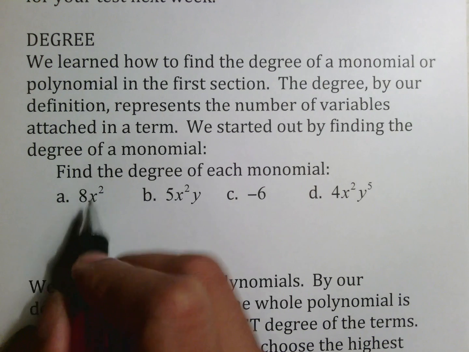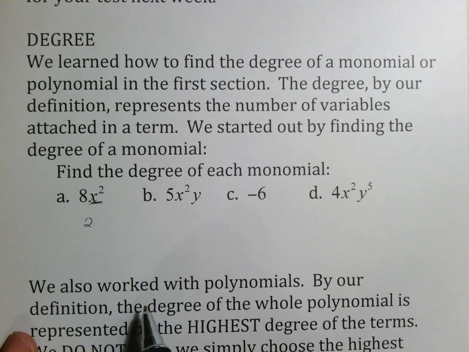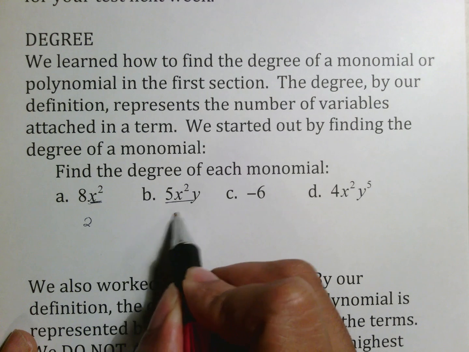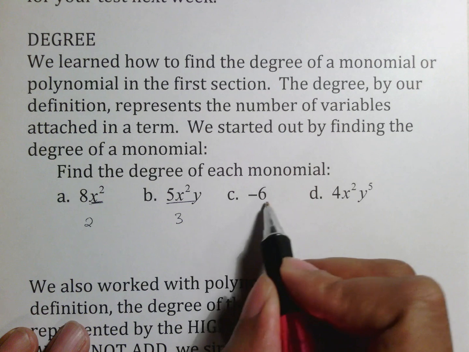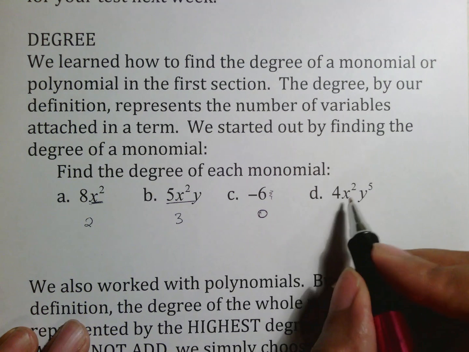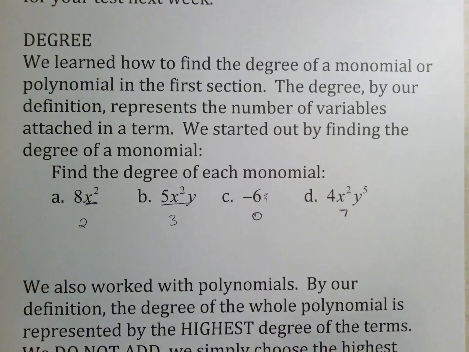So if we saw 8x squared, we learned to say these are 2 x's involved, so this degree is 2. If we were looking for the degree of this, there's 2 x's and 1 y, which gave me a degree of 3. If you look at this one, there's a -6. There are no variables involved, which means your degree is 0. And here there are 2 x's and 5 y's, which means your degree is 7. So that was how you found the degree of a monomial.